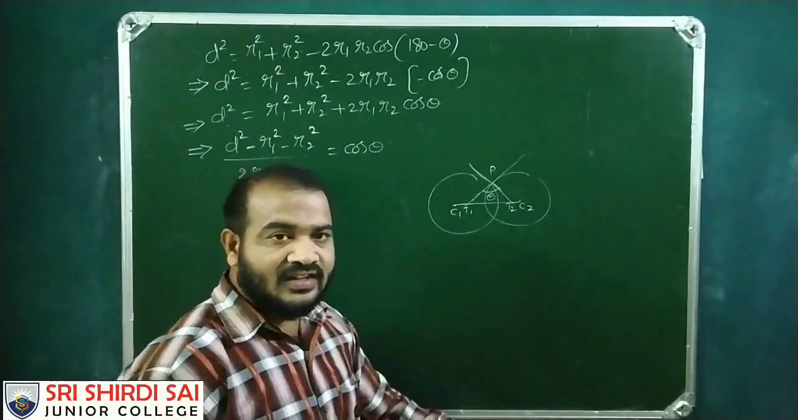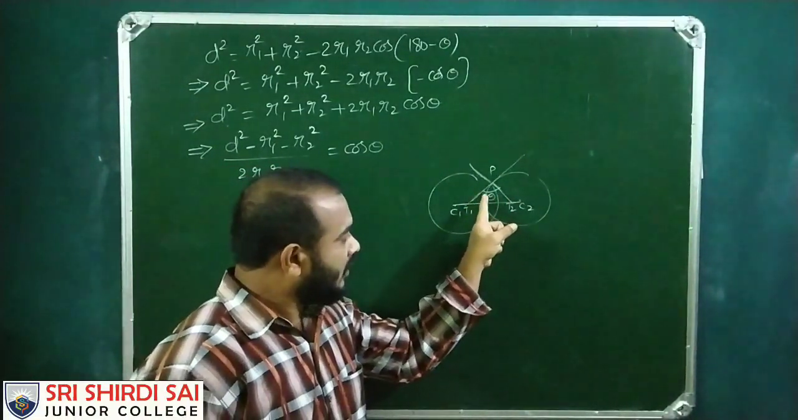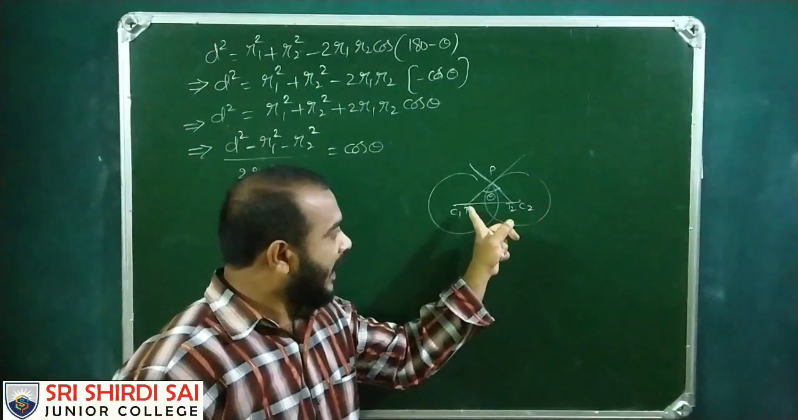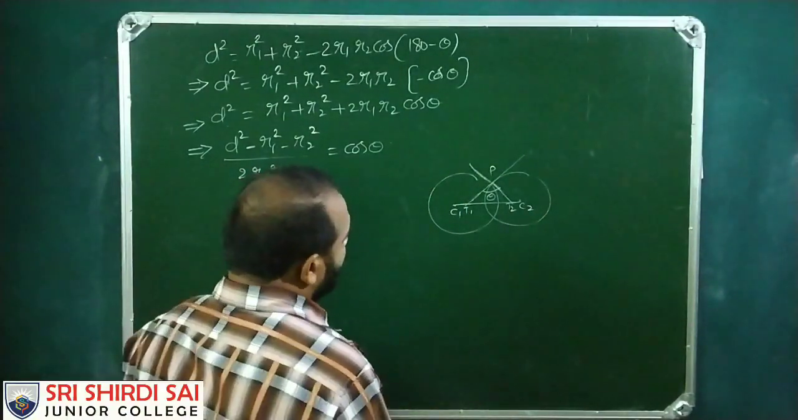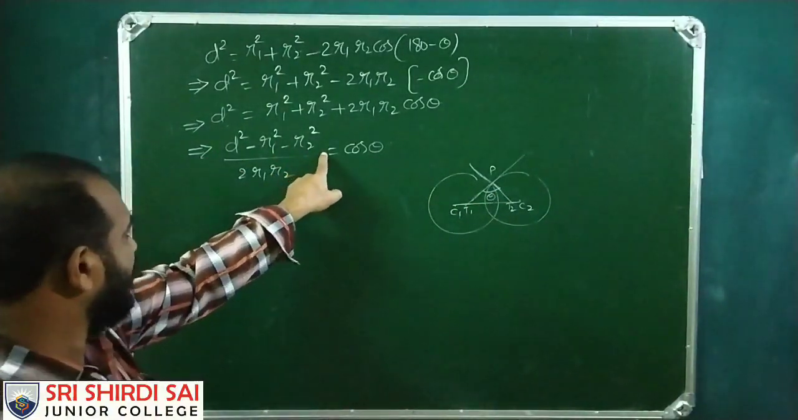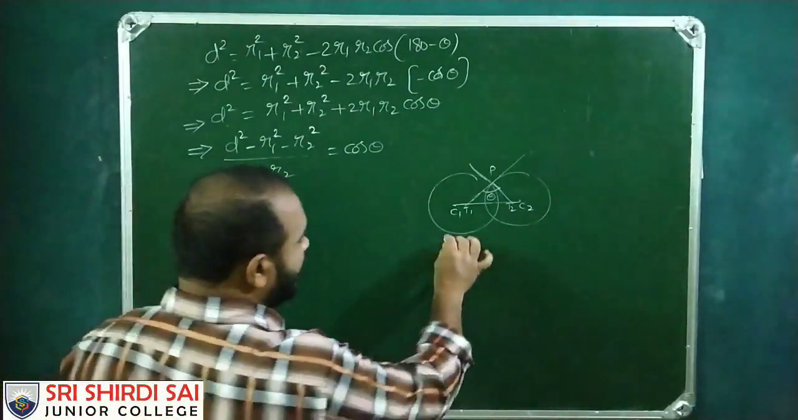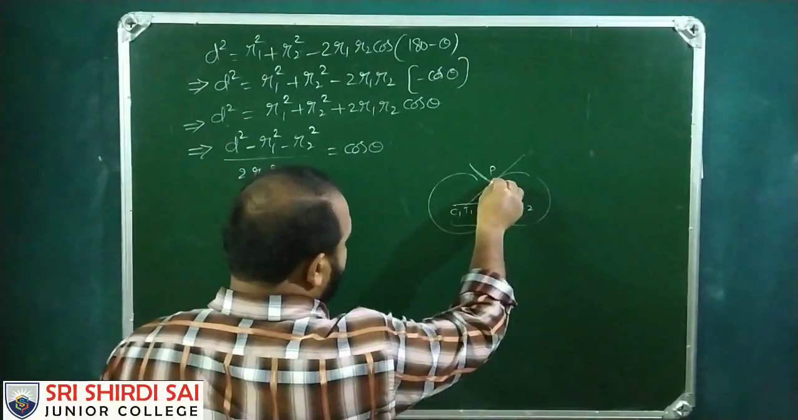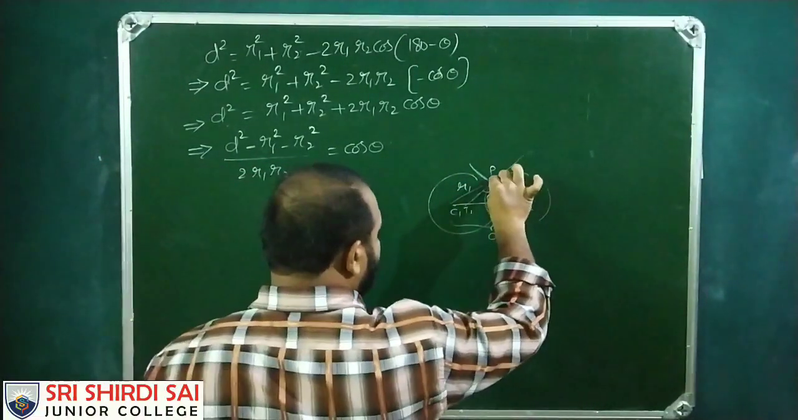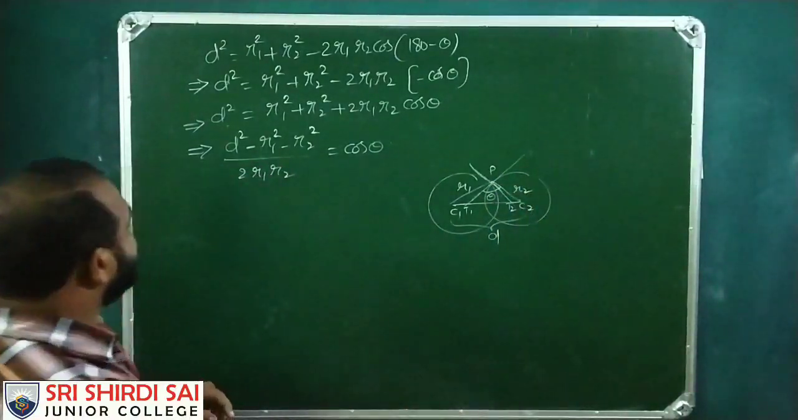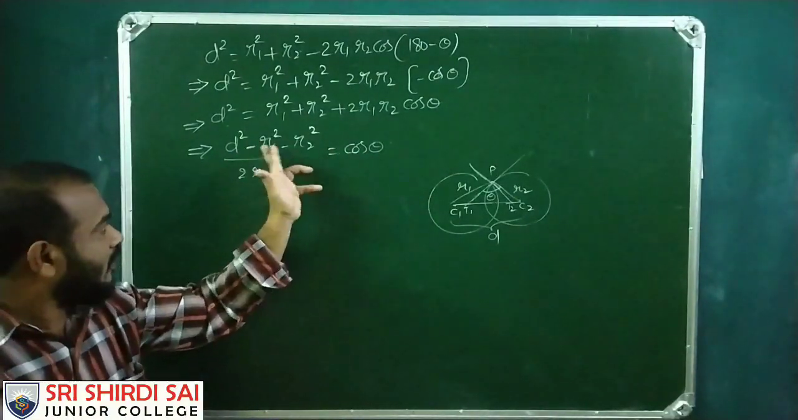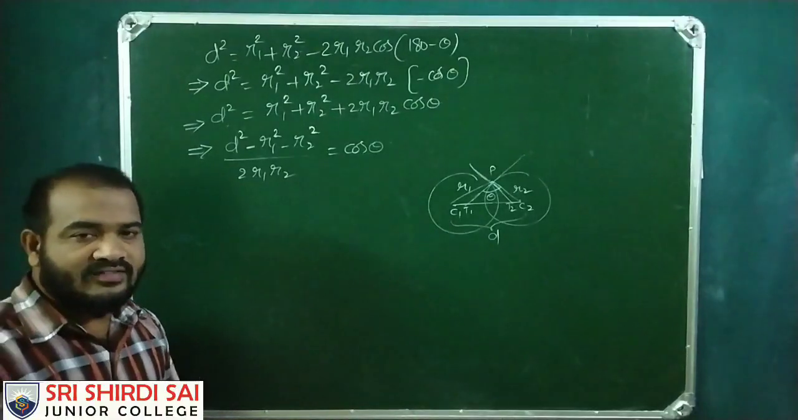So for two intersecting circles, the angle between them is equal to the angle between the two tangents. So cos theta equals d square minus r1 square minus r2 square by 2 r1 r2, where d is the distance between the two centers, r1 is the radius of one circle, r2 is the radius of the other circle. So cos theta, where theta is the angle between the two circles, equals d square minus r1 square minus r2 square by 2 r1 r2.